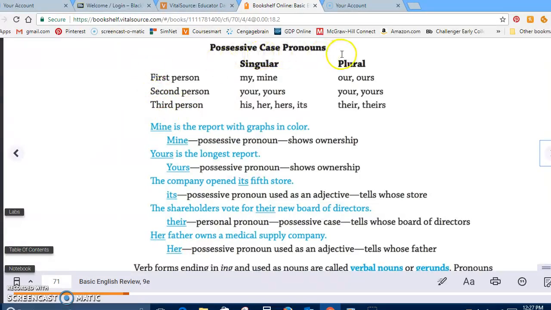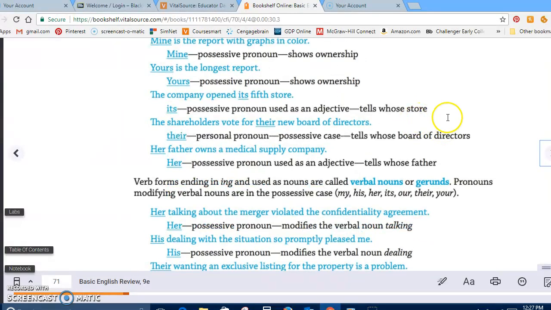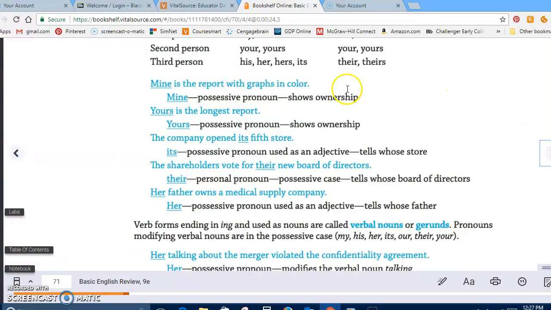So these are your possessive case pronouns. My, mine, our, ours, your, yours, his, hers, her, its, their, and theirs. Quite a few of them. Let's take a look at a couple examples here.